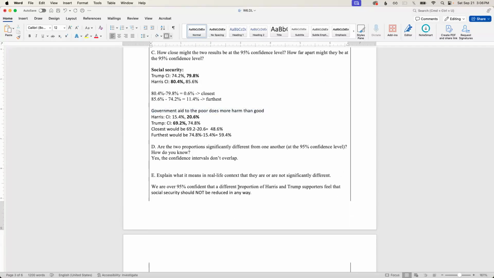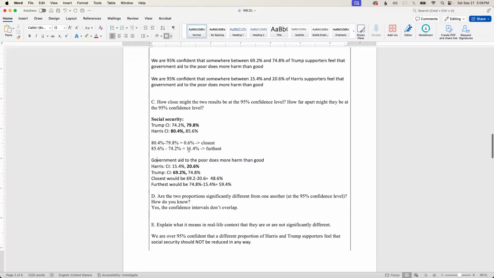So we know from this that significant means that these are different. We're confident the percentages are different. We can actually tell the direction from our analysis here. We can see that we're confident that a higher proportion of Harris supporters than Trump supporters think Social Security should not be changed, and that a higher percentage of Trump supporters than Harris supporters think that government aid to the poor does more harm than good.